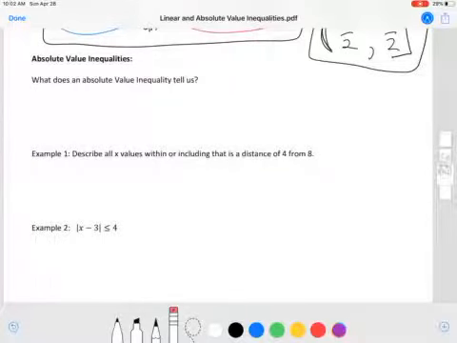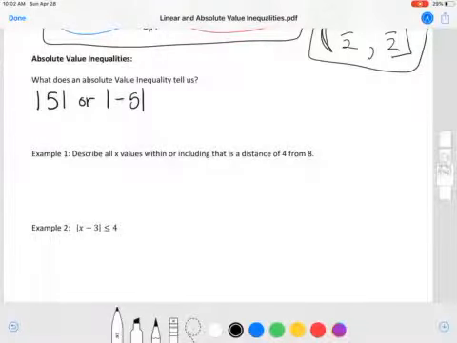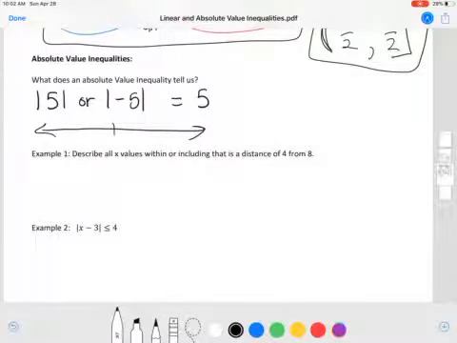Okay, in this video, we're going to talk about absolute value inequalities. So first we need to review what absolute value means. And if you recall, if I wrote the absolute value of 5 or the absolute value of negative 5, those are both equivalent to 5, because what that means is how far is 5 or negative 5 away from 0.